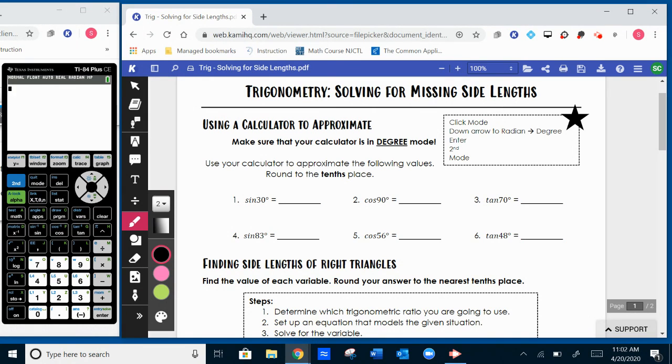For today's lesson, we are going to expand on trig ratios. In the last lesson, we learned how to set them up using sine, cosine, and tangent with our acronym to help us, SOHCAHTOA.